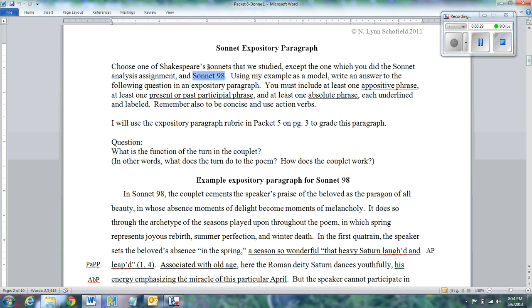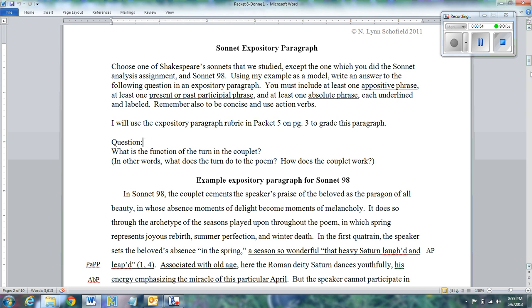So you've got several choices here. I want you to answer the following question in an expository paragraph. You have three structures you have to use: a positive phrase, present or past participial phrase, and absolute phrase. And then, of course, I want you to think about concision and using action verbs as well. You can see how I'm going to grade it by looking at Packet 5, page 3.